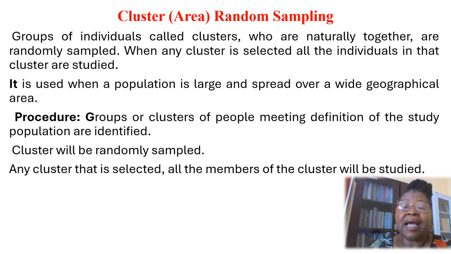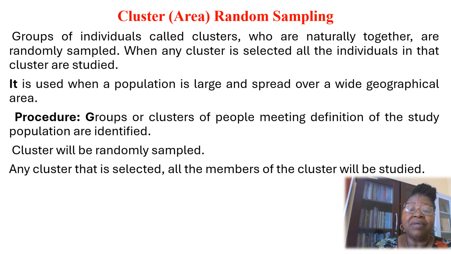Then we have cluster random sampling, of individuals called clusters who are naturally together or randomly sampled. When any cluster is selected, all the individuals in that cluster are studied. It is used when a population is large and spread over a wide geographical area. So groups or clusters who meet the study criteria will be sampled. And when any cluster is sampled, every member of that cluster has to be selected. So, cluster or area random sampling.